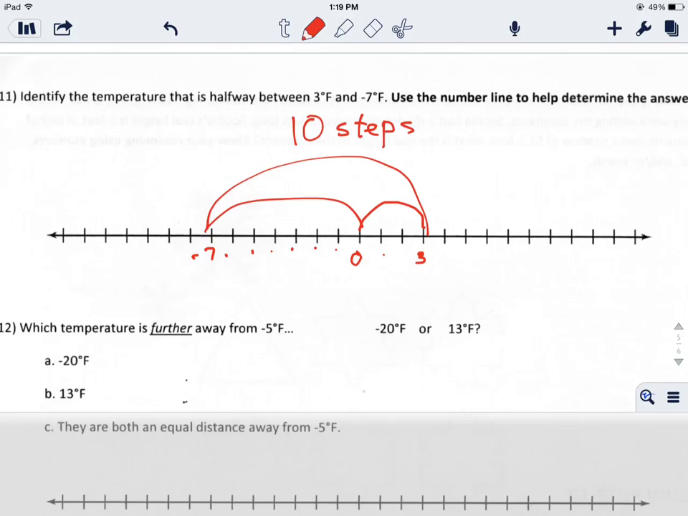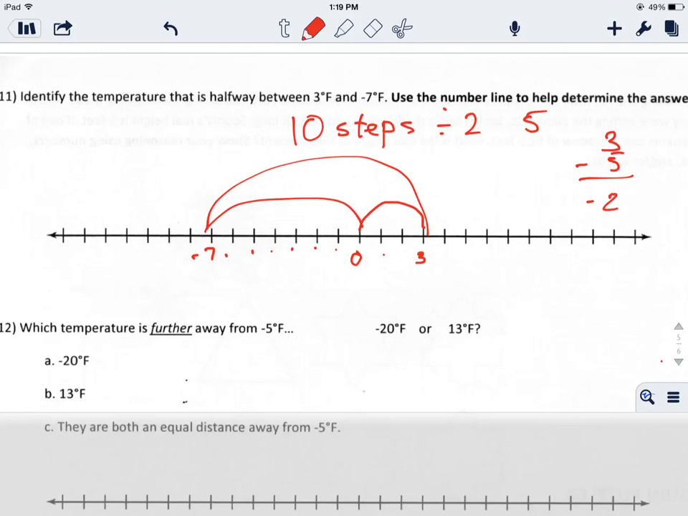And so if we want to know what's halfway between those 10 steps, we would say, well, let's divide it by 2. That would be 5 steps. So where is 5 steps? Well, you could do it a number of ways. You could say 3 minus 5, and that would come out to be -2, right?